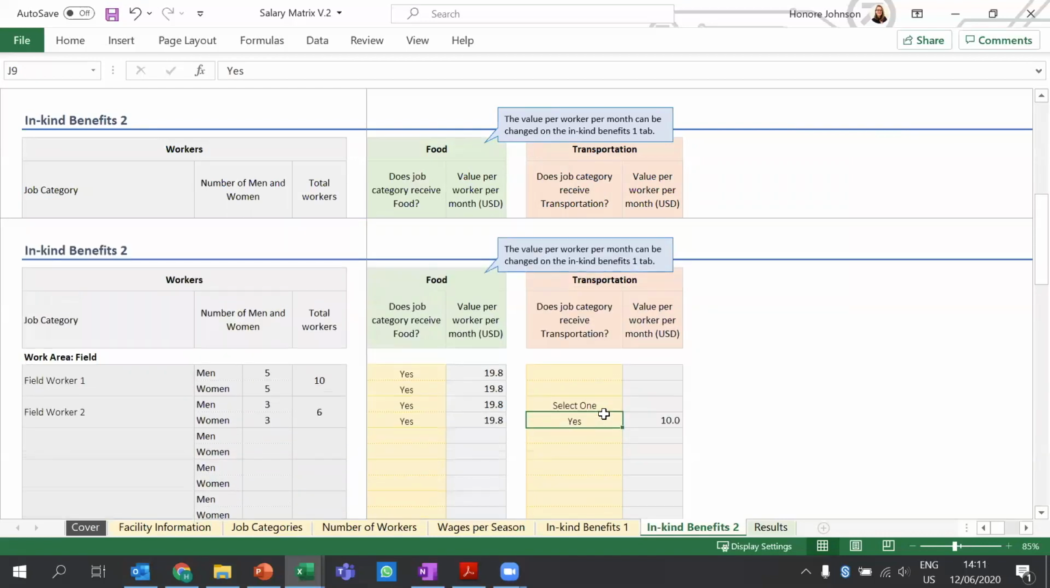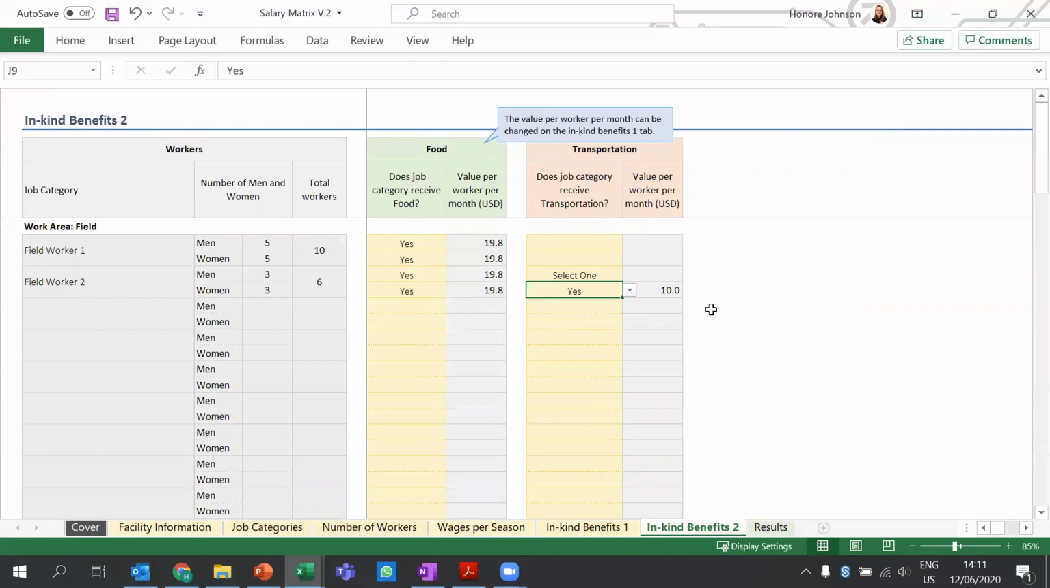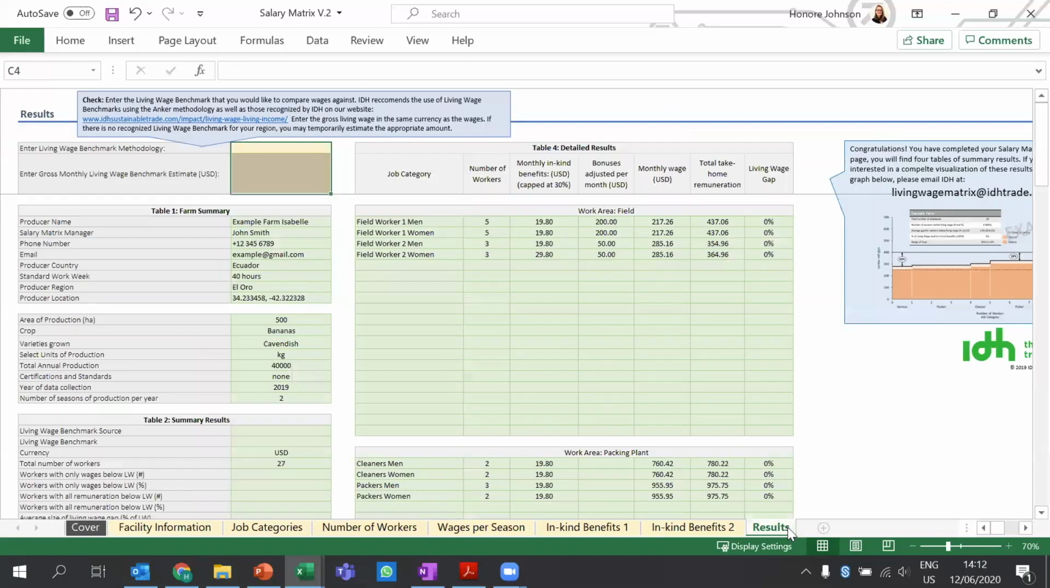Once we are done filling in the answers for in-kind benefits 2 tab, we can move to the final results tab. On the results tab here, you will see 2 last yellow boxes. Here you want to enter the living wage benchmark methodology you would like to compare wages against. We recommend the use of living wage benchmarks which use the Anchor methodology, as well as those recognized by IDH on our website. Link is provided here.